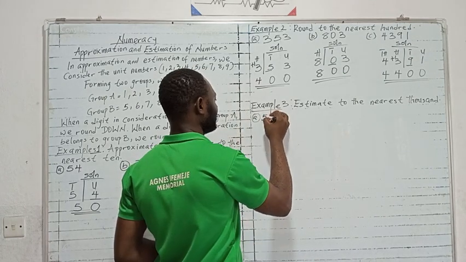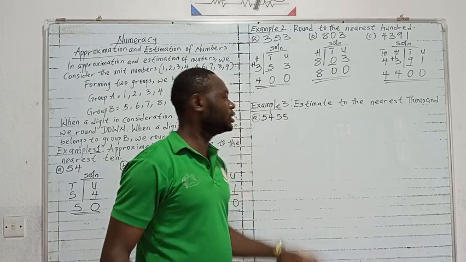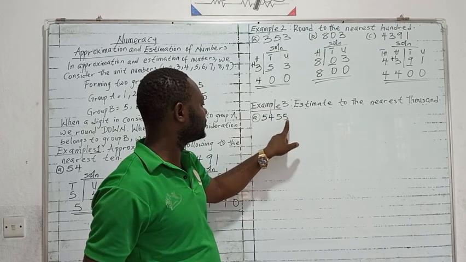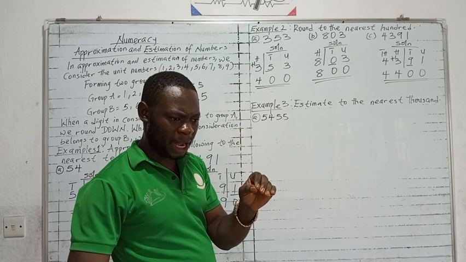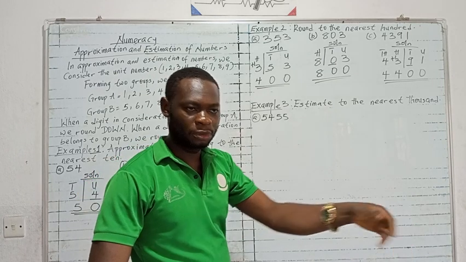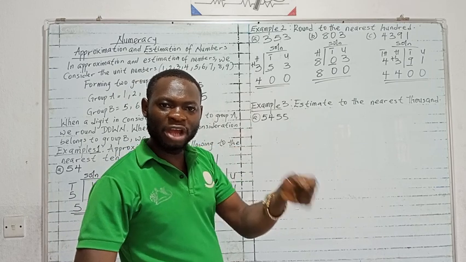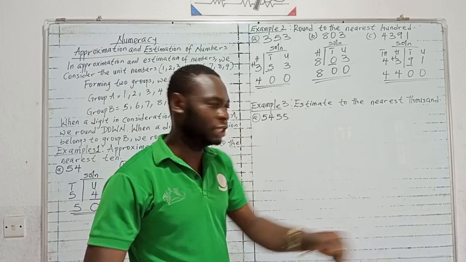Let's say here I have 5,455. Now at this point, I want to round 5,455 to the nearest 1,000. Remember, when you round to the nearest tens, you consider the units. When you round to the nearest 100, you consider the tens. When you now round to the nearest 1,000, you consider the hundreds.